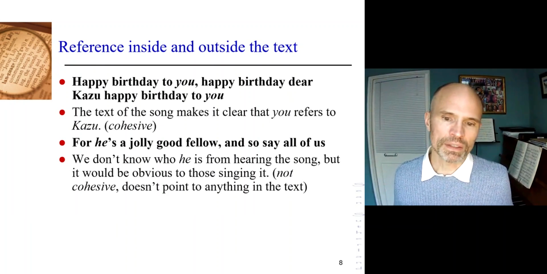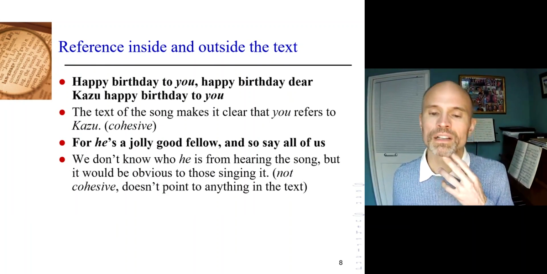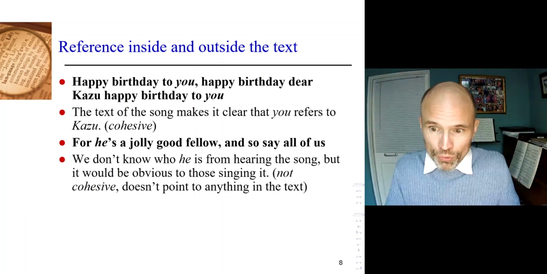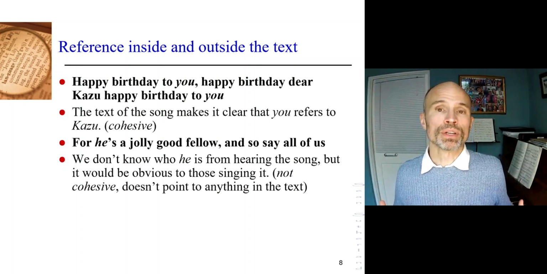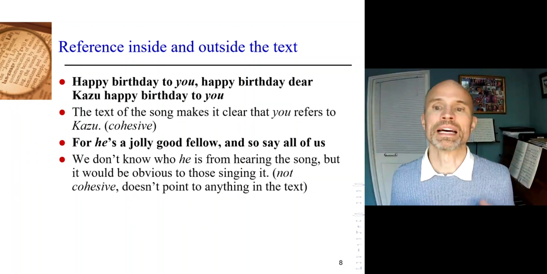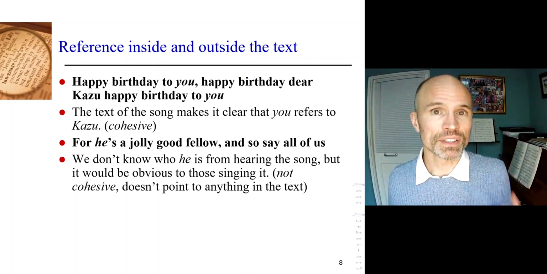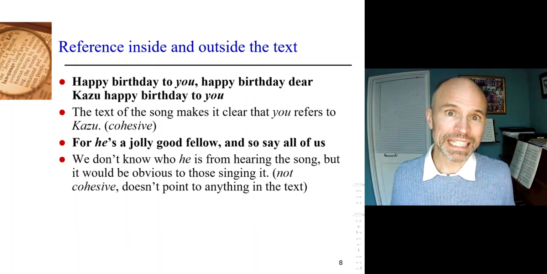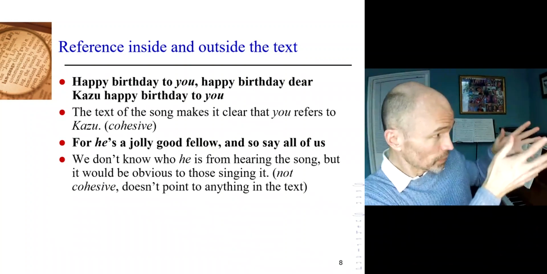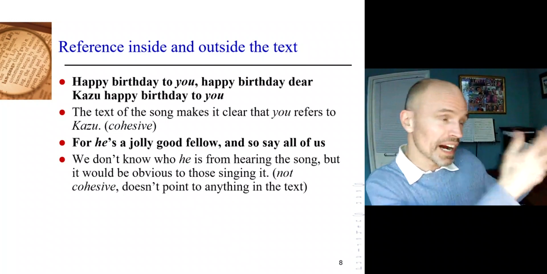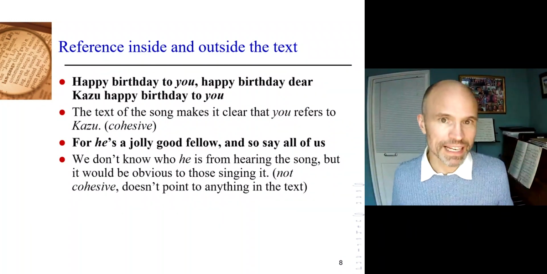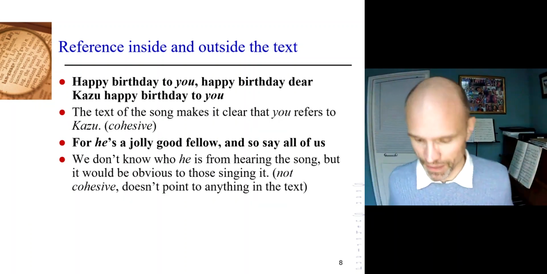How is that different from the second one? If we're singing for he's a jolly good fellow, who is he? Well, you don't know from those words who he is. You would know from outside the text. The text is all of the words together, right? If we're singing for he's a jolly good fellow, you would only know who he is by looking outside the text. If we're singing it and we're all looking at someone and he's just retired or it's his birthday or whatever reason we're singing it, you'll know from outside the text, he refers to that person there.